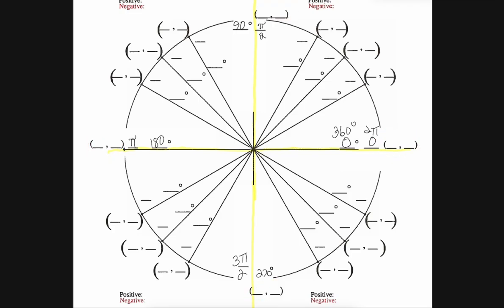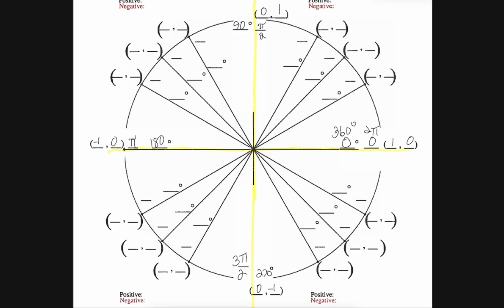Now, this is a circle with radius 1. We're touching the circle, so this would have to be the point (1, 0). This would have to be the point (0, 1). This would have to be the point (-1, 0). And this would have to be the point (0, -1).